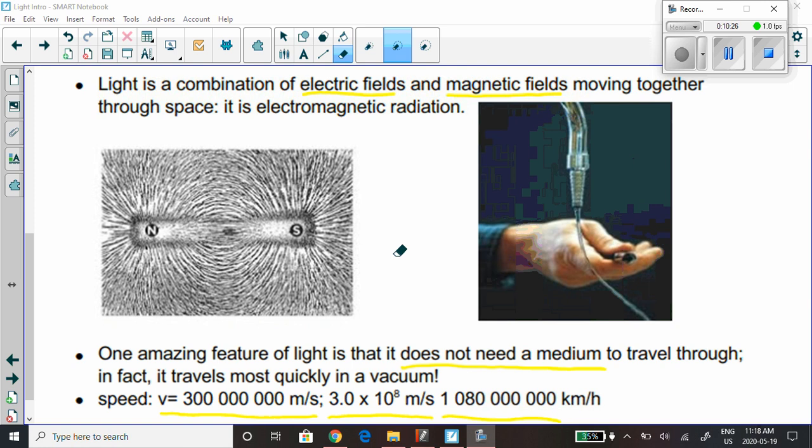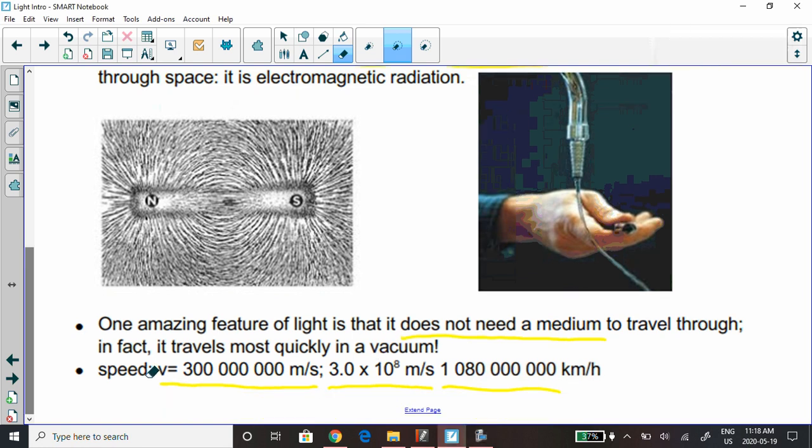So that's really good. All you really need to know is the thing that's vibrating is electric fields and magnetic fields together, and it's called electromagnetic radiation, and that's what light is. So one amazing feature of light is that it does not need a medium or material to travel through. In fact, it travels most quickly in emptiness, and the technical word for emptiness is a vacuum.